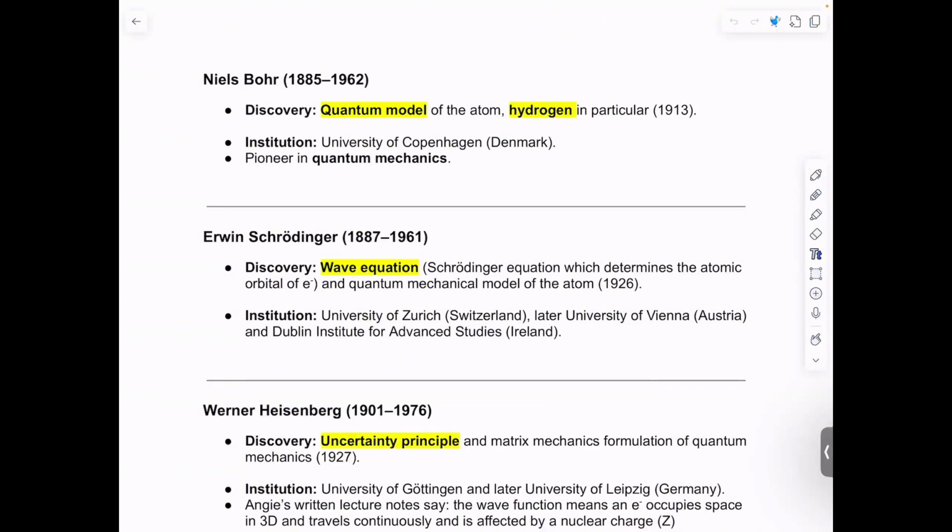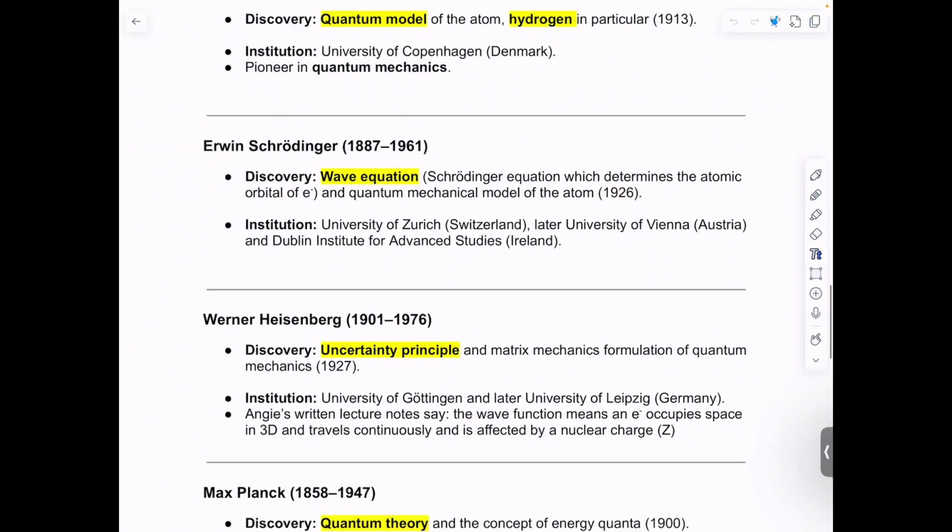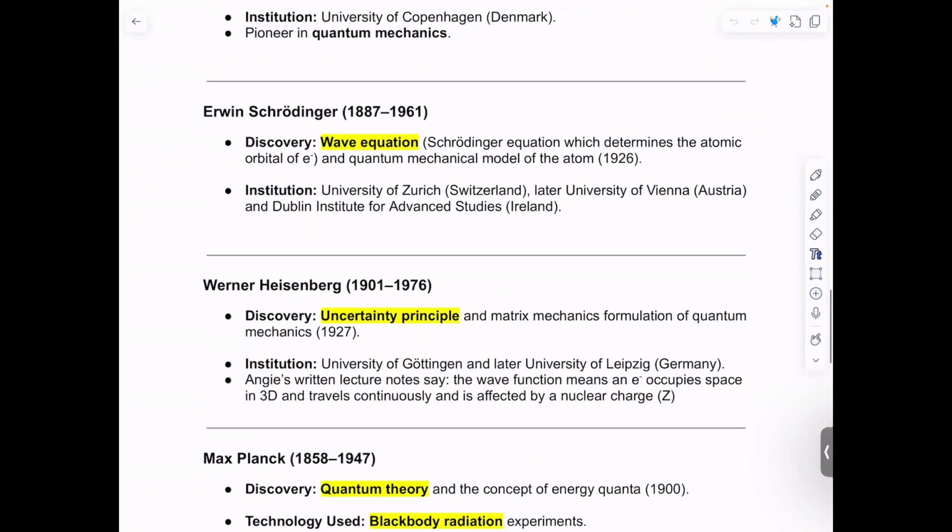So we'll start with Niels Bohr. He did extensive work on the hydrogen atom, and he was able to quantize the energy levels outside of hydrogen. However, his mathematical work didn't work on the elements above hydrogen, so to speak. So more work needed to be done, and enter Schrodinger, Heisenberg, and Planck.